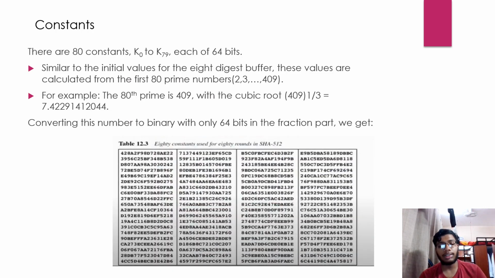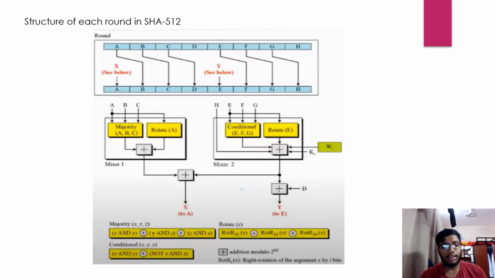So these constants K0 till K79 are given here. They are based on the cubic roots of the first 80 prime numbers, and they are given here. So these are the values of the constants K0 till K79 utilized in SHA-512 for each of the 80 rounds. Now we'll see what happens inside each round. We are going to expand and zoom in on what is going to happen in each round.